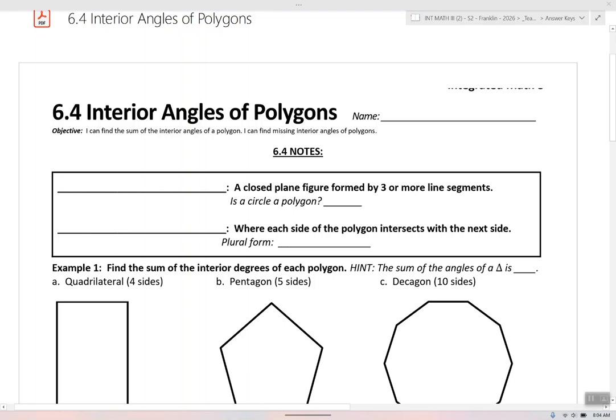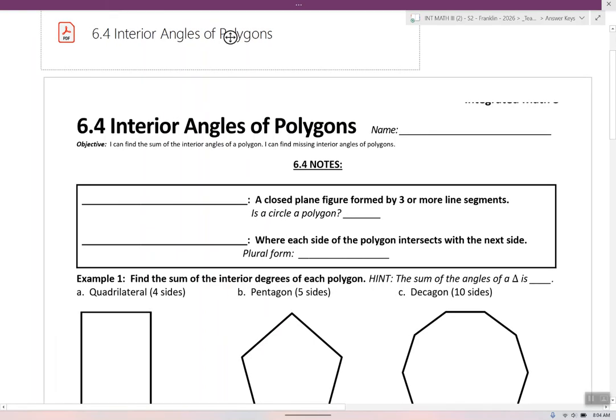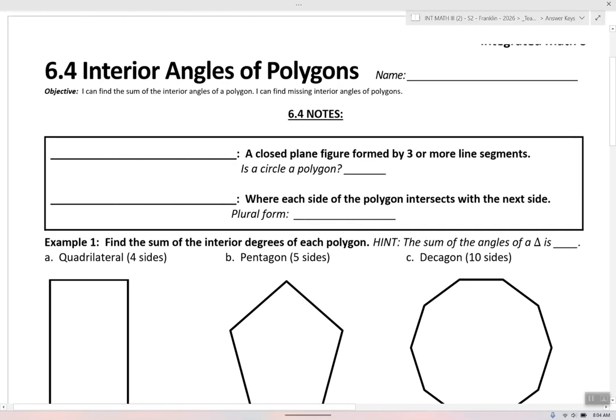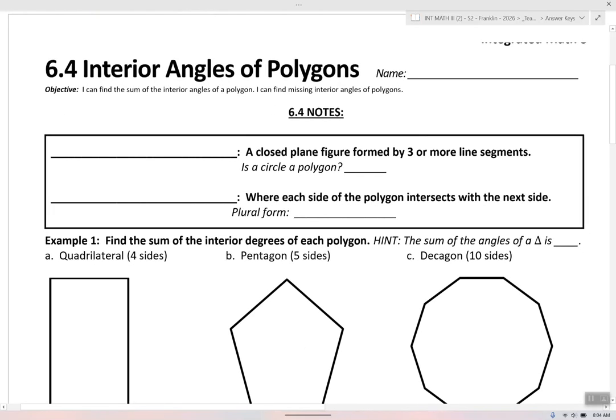All right, let's look at interior angles of polygons. So when we talk about polygons, we are referring to closed plane figures formed by 3 or more line segments. Closed means that all the sides connect. You don't have any gaps. This is called a polygon, which really just means many sides.